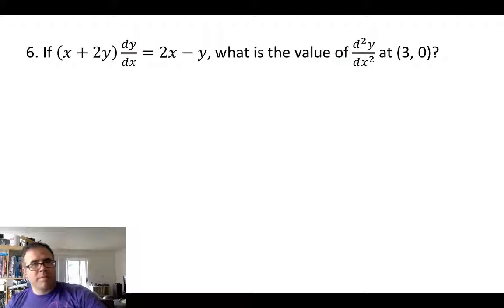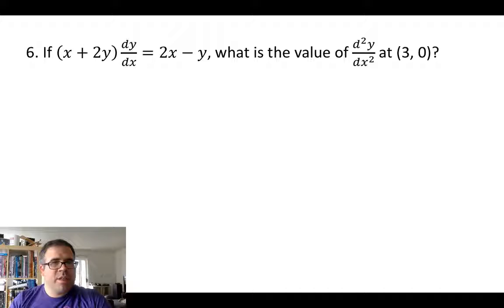All right, moving right along. This is probably the most technical of this page. We are given an expression with dy dx in it, and it's implicit, it's a relation rather than an expression. What is the value of the second derivative at (3, 0)?